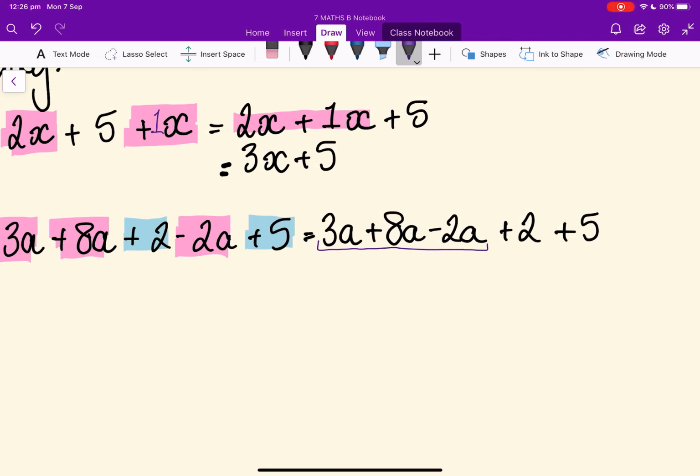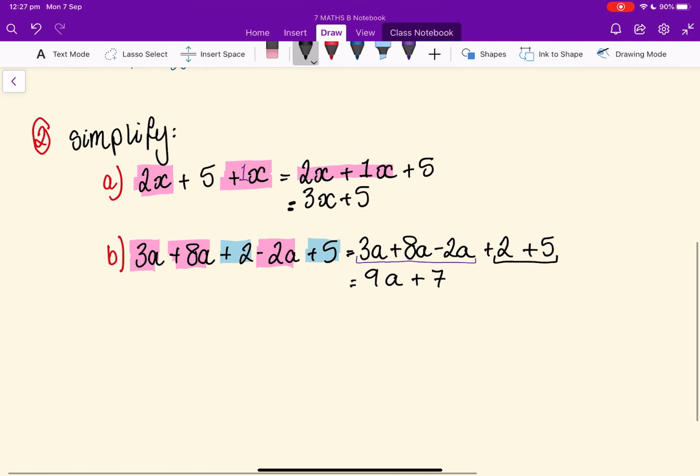So 3 and 8 give you 11, then you take away 2, that gives you 9. So this equals 9a. Plus 2 and 5 give 7. So 9a plus 7 is your final answer.